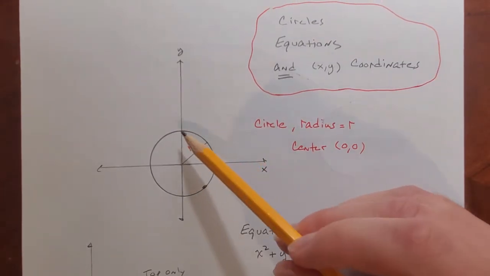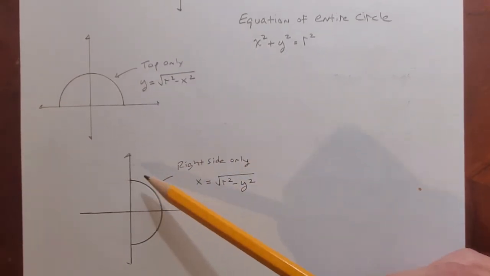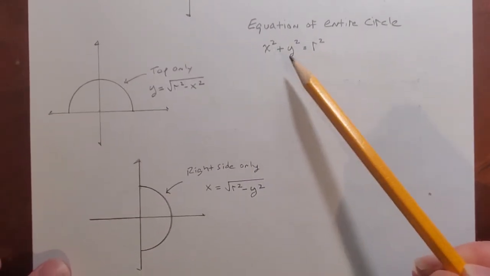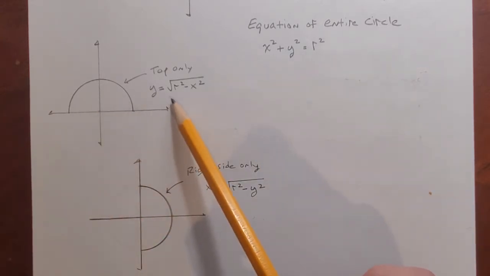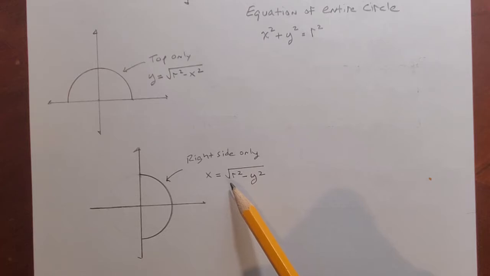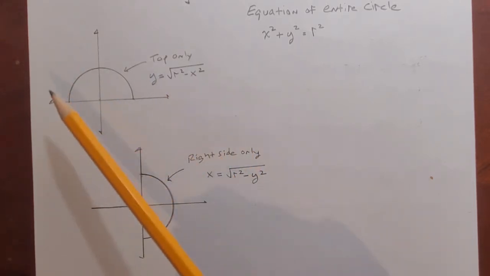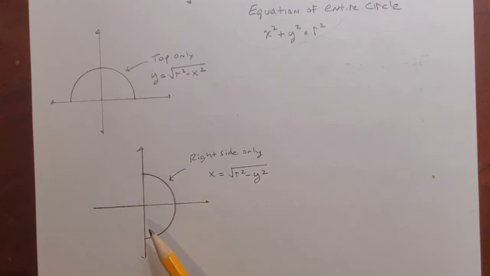Now, you might not want to deal with the entire circle. Maybe you want just the top part, or maybe you want just the right-hand side, or something like that, okay? So if we solve this equation for x and y in different ways, we would find that the top portion is y is equal to root r squared minus x squared. The right-hand side only is x equals root r squared minus y squared. Okay? All right. So y is root r squared minus x squared. Solve for y, positive root, you get the top. From this, x equals root r squared minus y squared. Solve for x, positive root, you get the right side.